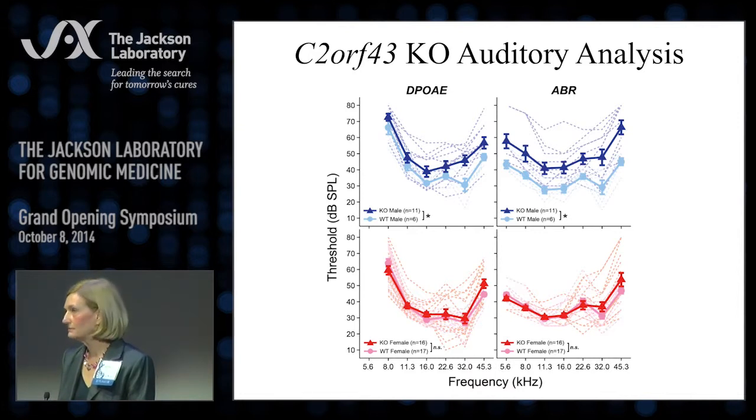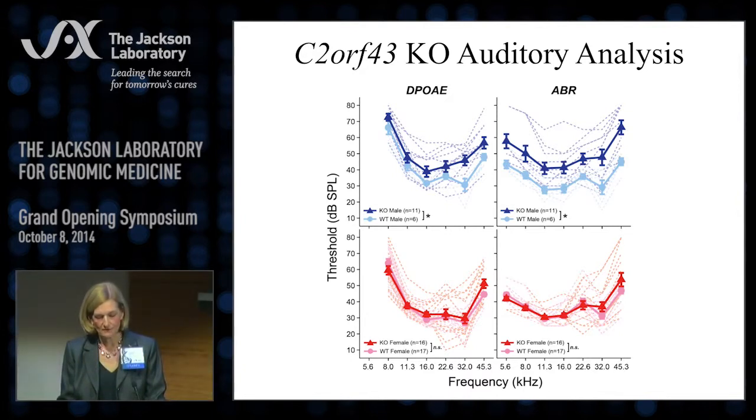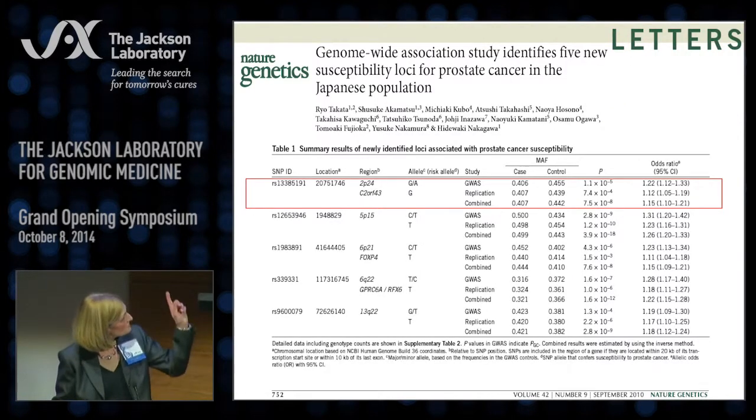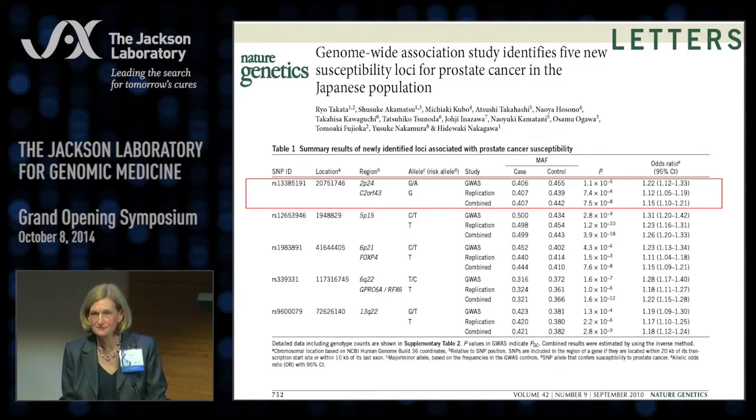And while we were continuing to try to understand this, a paper appeared in Nature Genetics of a GWAS for susceptibility for prostate cancer in a Japanese population. And the top gene listed in the red box is C2ORF43. So obviously this was of intense interest to us, and we began to try to understand a bit more about how this unannotated gene might play a role in prostate cancer.